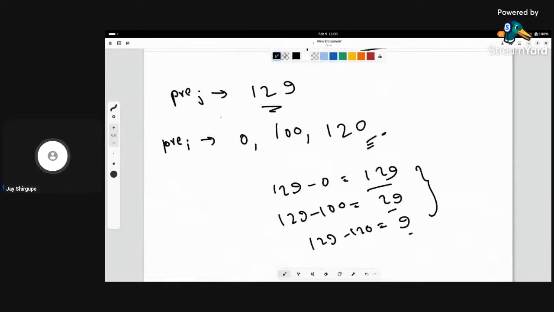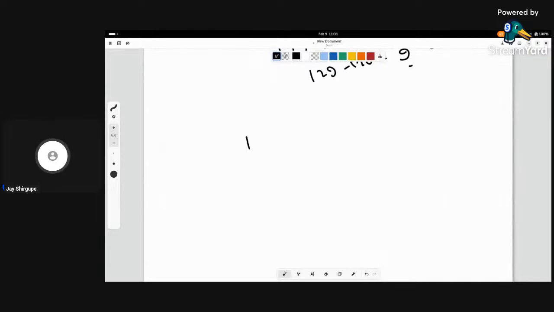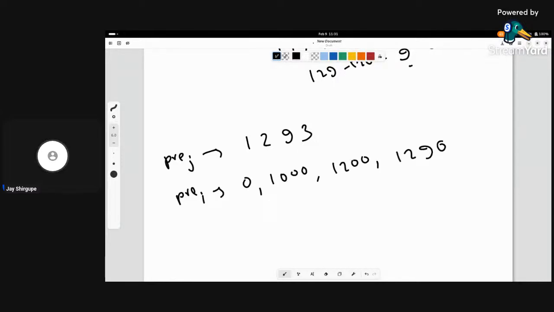Similarly, if you fix j to 3, then your prefix of j would be 1293, and your prefix of i would be either only 0, like starting from 1, or 100, or 1200, or 1290. You can't have 1293 because in that case you're basically getting an empty string. So these would be all the prefixes.